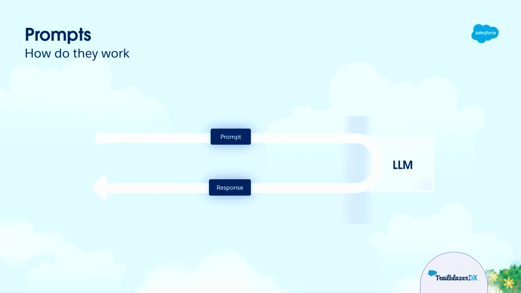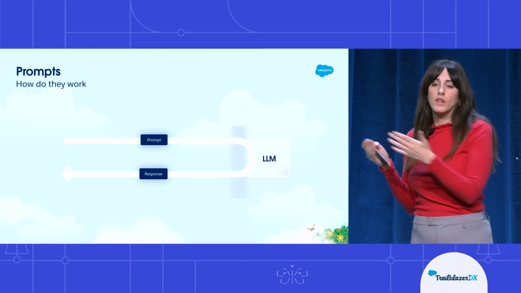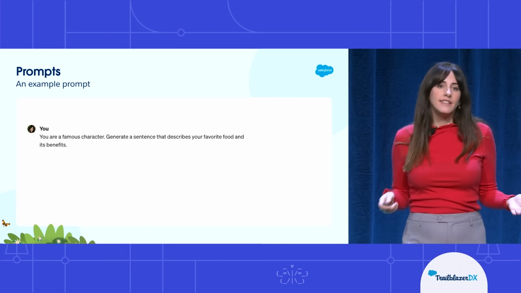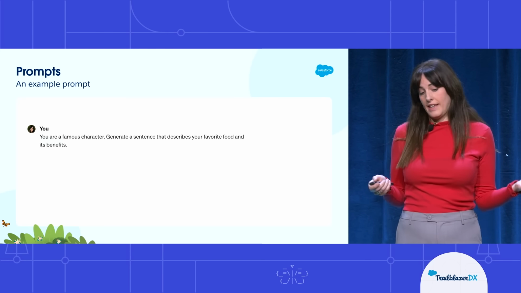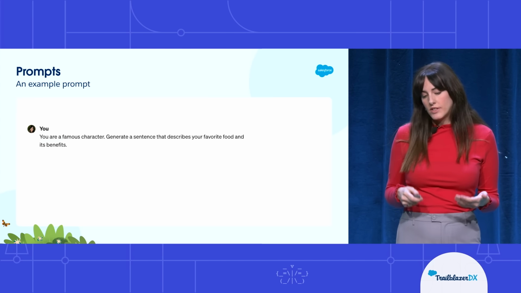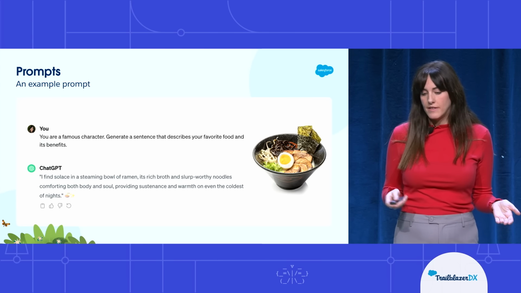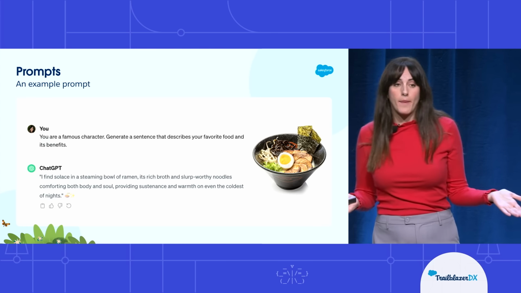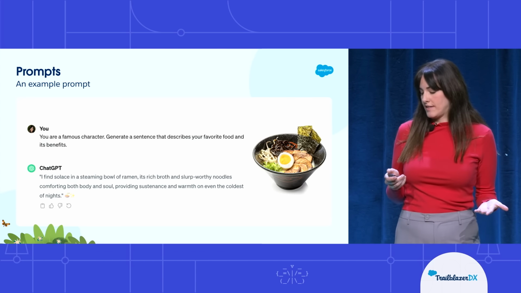So I'm sure that many of you have used ChatGPT. What you do is you write a prompt with instructions explaining what you want the model to generate, and you send that prompt to the model, so the model generates a response, right? So I did some tests with ChatGPT, and I decided to ask it this. You are a famous character. Generate a sentence that describes your favorite food and its benefits. And ChatGPT responded with this.